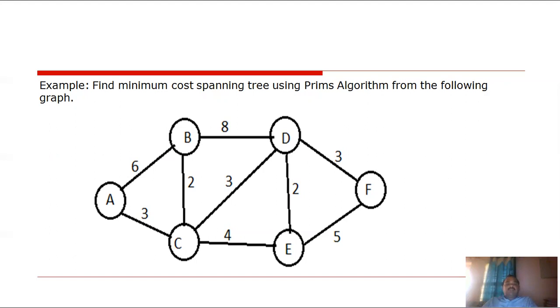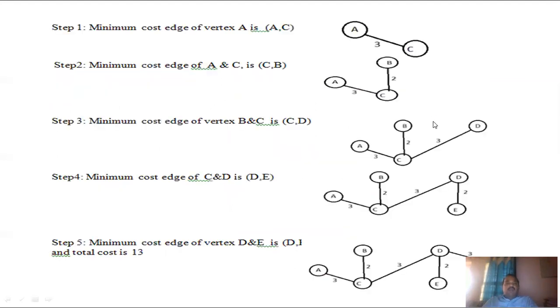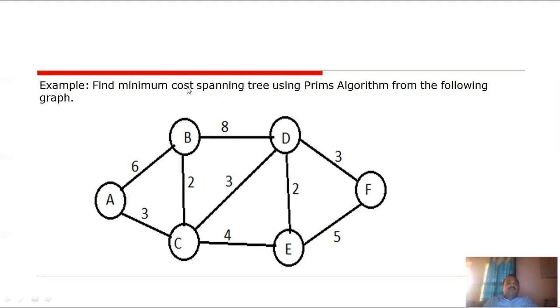Next one is: find the maximum cost spanning tree using Prim's algorithm from the following graph. Here, simply take the minimum cost edge from vertex A. Which is the minimum cost? A to B, the weight is 6. A to C, the weight is 3. Simply, it will take A to C.